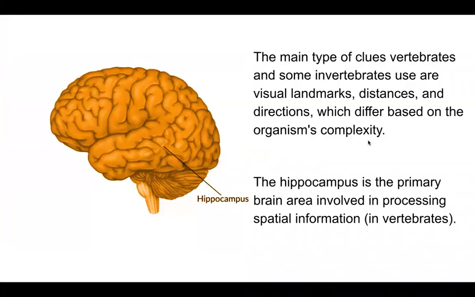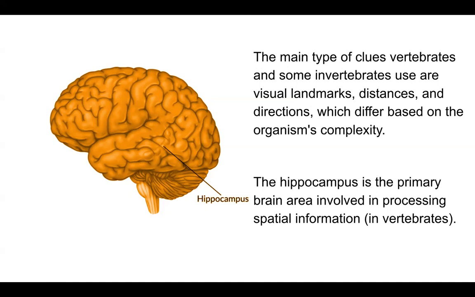The main types of clues vertebrates use, and some invertebrates as well, are visual landmarks, distance, and directions, which differ based on the organism's complexity. The more complex the organism, the more complex the visual clues they will use. The main experiments conducted on spatial memory were in labs using mice.